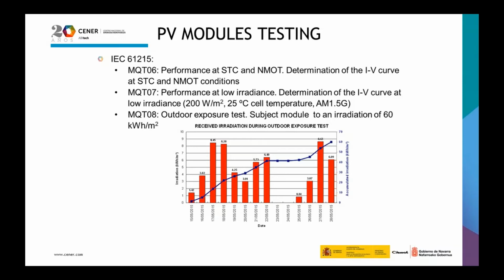Then we have the MQT08 test, the outdoor exposure test. The purpose of this test is to make a preliminary assessment of the ability of the module to withstand exposure to outdoor conditions and to reveal any synergistic degradation effect which may not be detected at the laboratory conditions.